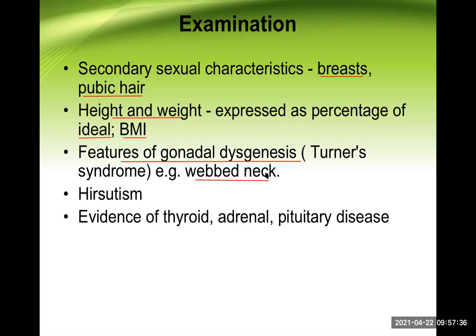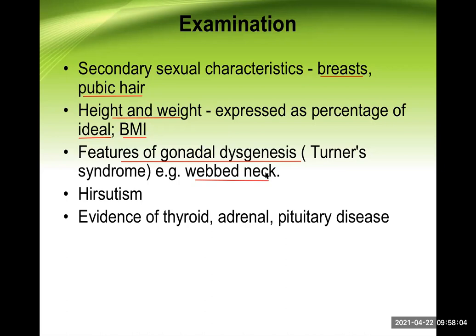Another important clue is they have edema on the dorsum of the hand and feet. This is an important one. This is lymphedema, because lymphatic channels are usually absent in a Turner syndrome girl. And they can also have different types of cysts which are filled with lymph.